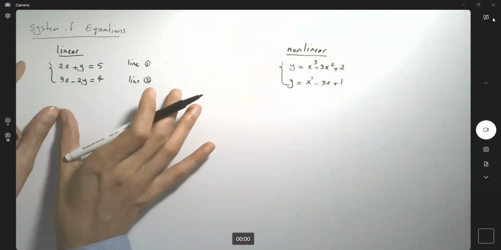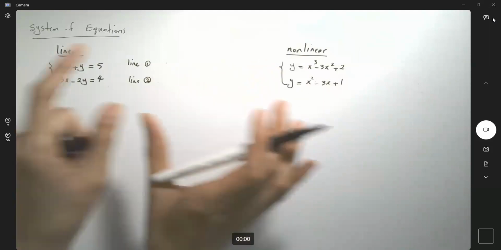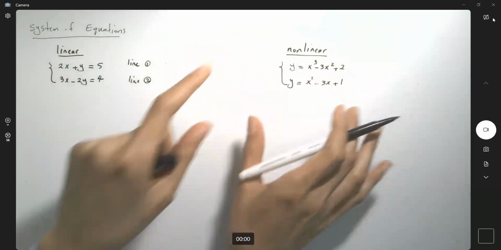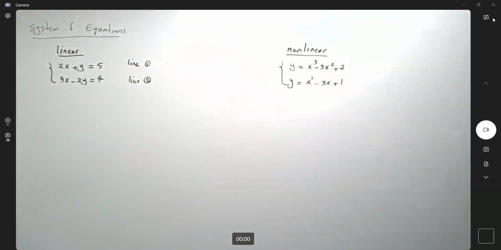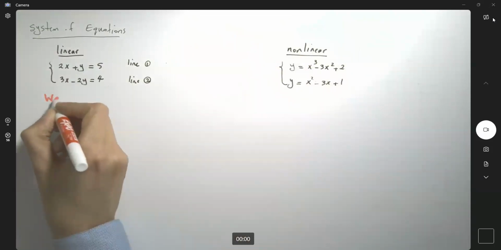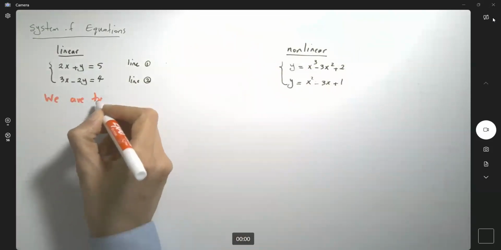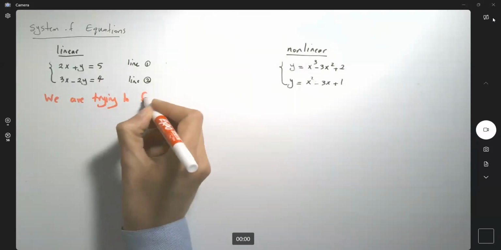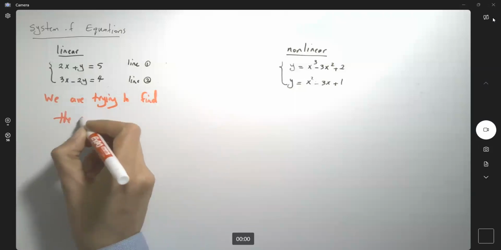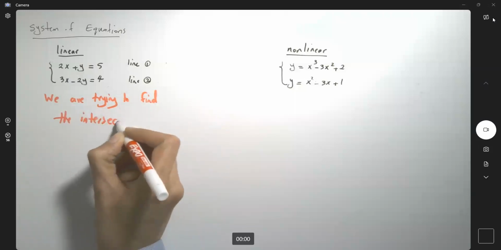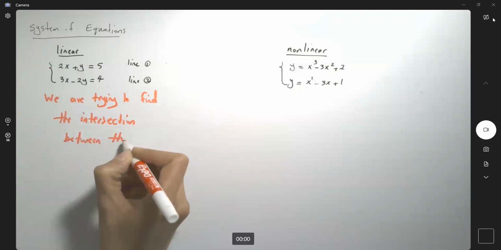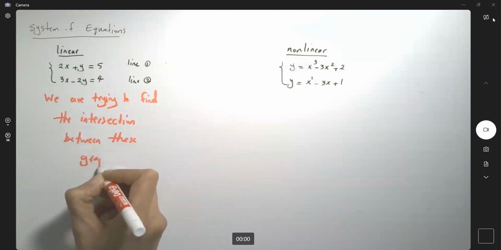When you're writing system of linear equations or non-linear equations this way, it means that we are trying to find the intersection between them. So this is the goal. We are trying to find the intersection between these graphs.